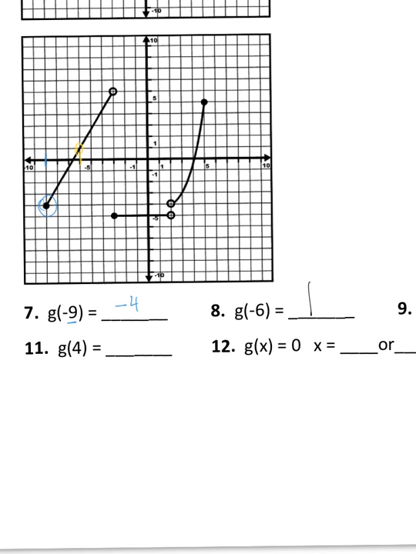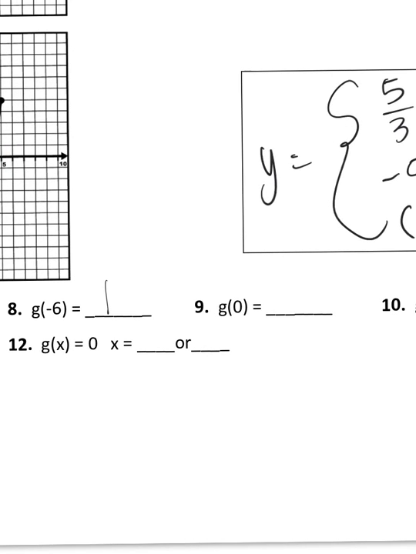For number 9, I'm looking for g of 0, so I'm going to plug in 0 into the x-axis. In other words, I'm not going left or right. So how far down do I have to go to find my graph? I have to go down 1, 2, 3, 4, 5. So my y value, if x is 0, my y value is 5.